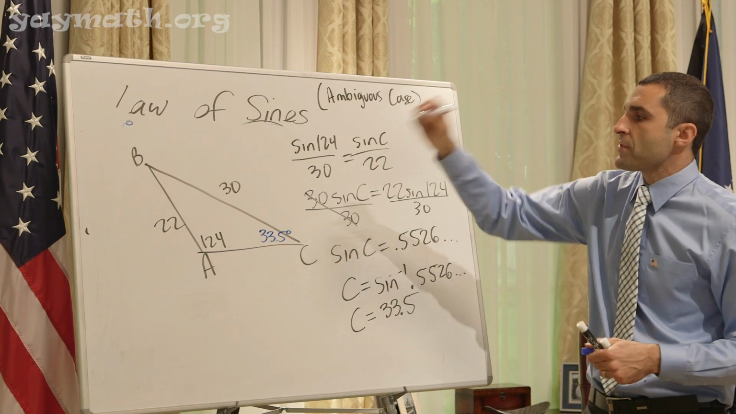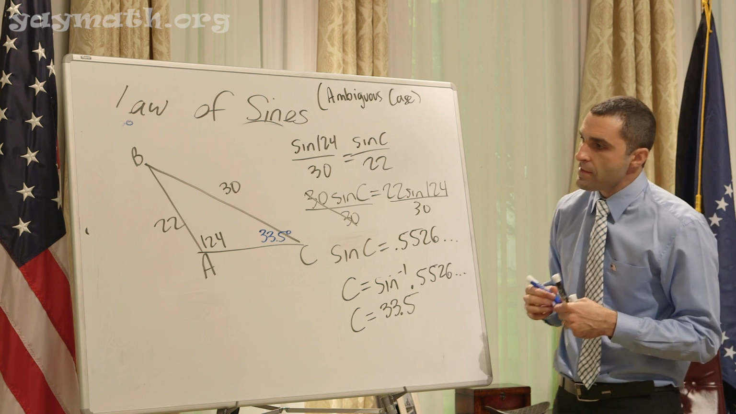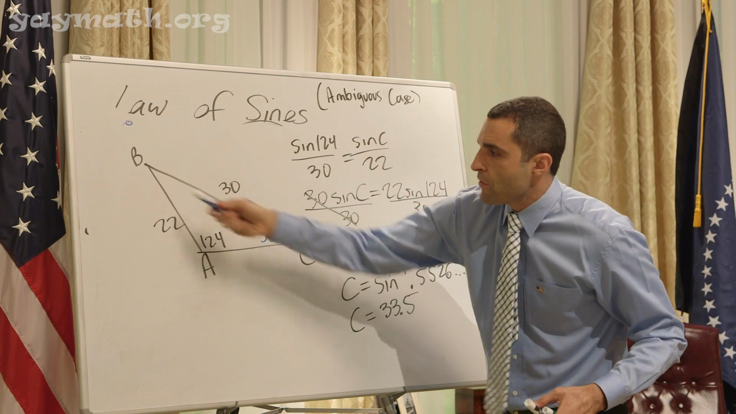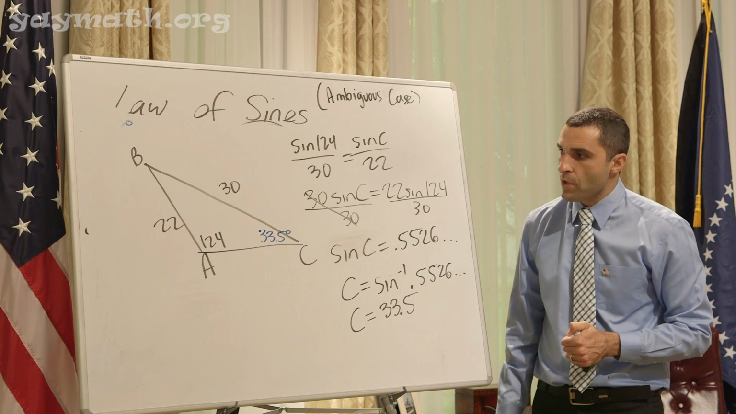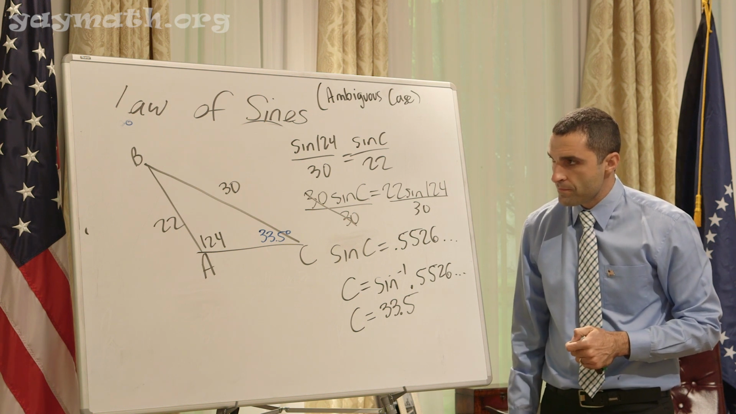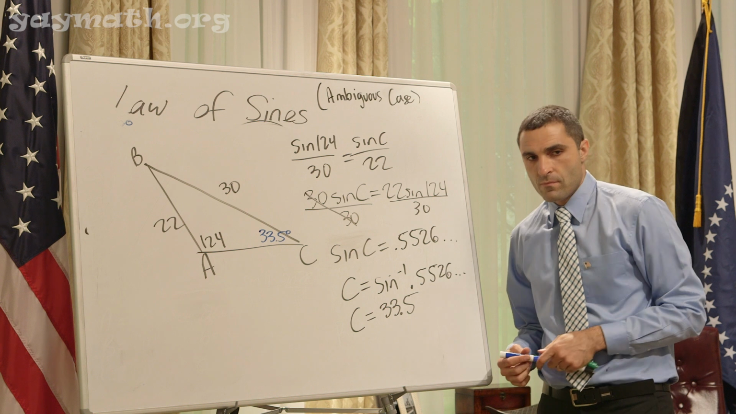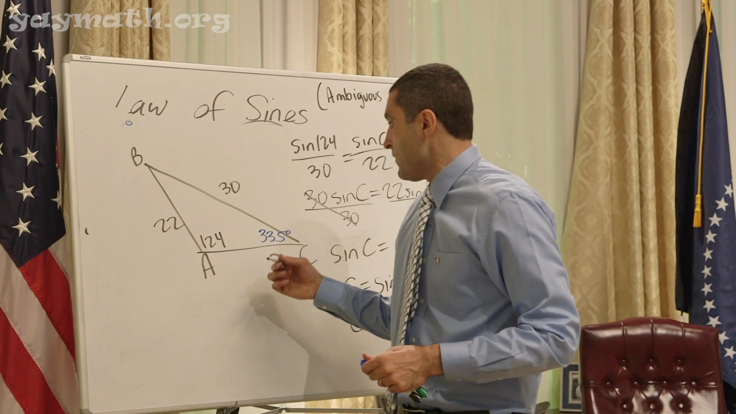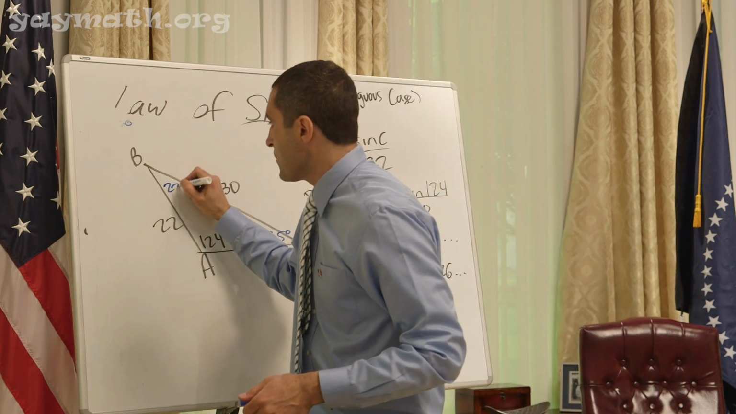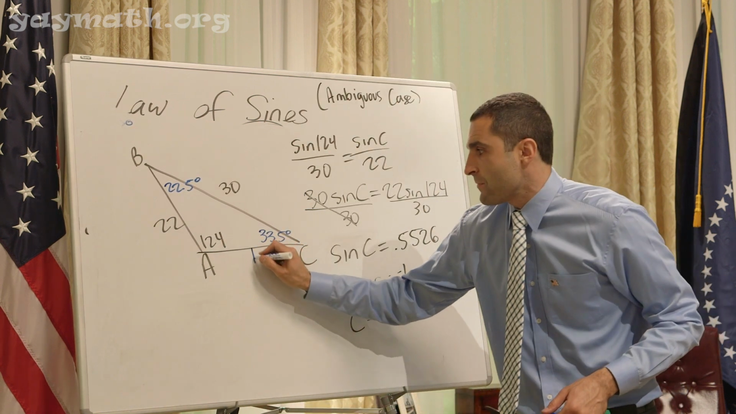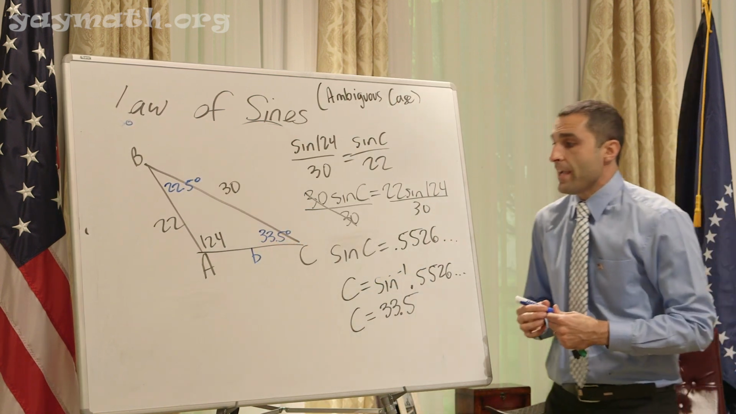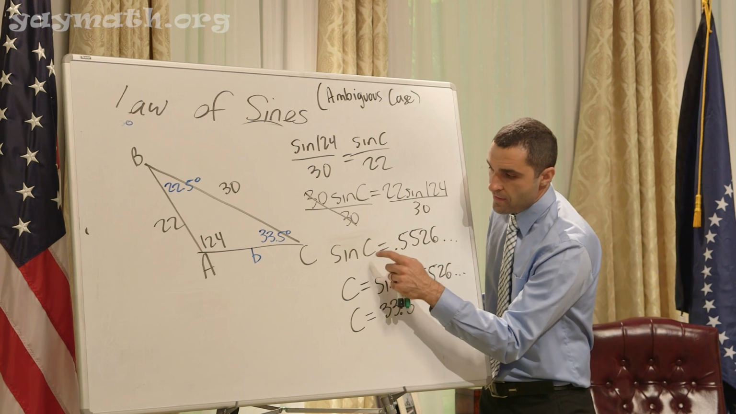Would you be able to solve the rest of the triangle using law of sines? Yeah. You would get this, which would be how many degrees? Using 124 plus 33.5, it'd be 22.5. Sounds right. 22.5, and you would get side B using law of sines as well. Okay, let's check the ambiguous case.